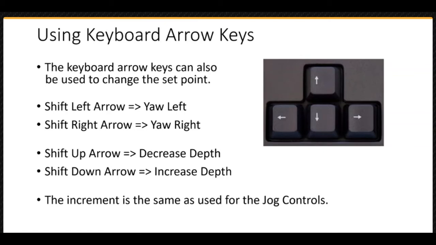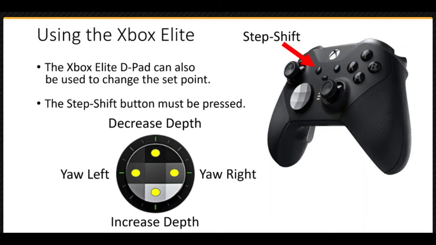Using keyboard arrow keys. The keyboard arrow keys can also be used to change the set point. Shift left arrow, your left. Shift right arrow, your right. Shift up arrow, decrease depth. Shift down arrow, increase depth. The increment is the same as used for the jog controls. Using the Xbox Elite. The Xbox Elite D-pad can also be used to change the set point. The step shift button must be pressed. Then press the corresponding area on the D-pad to either decrease depth, increase depth, your left, or your right.